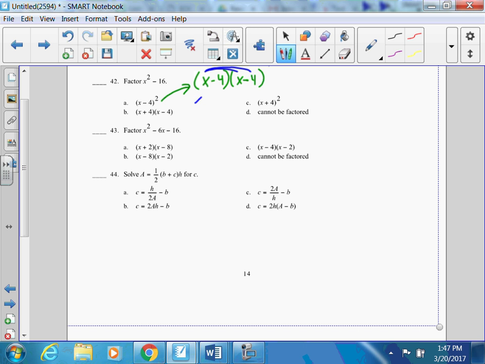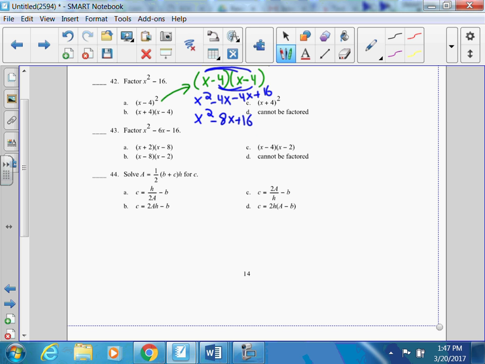X times x is x squared. X times negative 4, negative 4x. Then we're going to take negative 4 and multiply that with both terms. So negative 4x plus 16. And then from here, it's going to be x squared minus 8x plus 16 because the 4x's combined to get 8x.